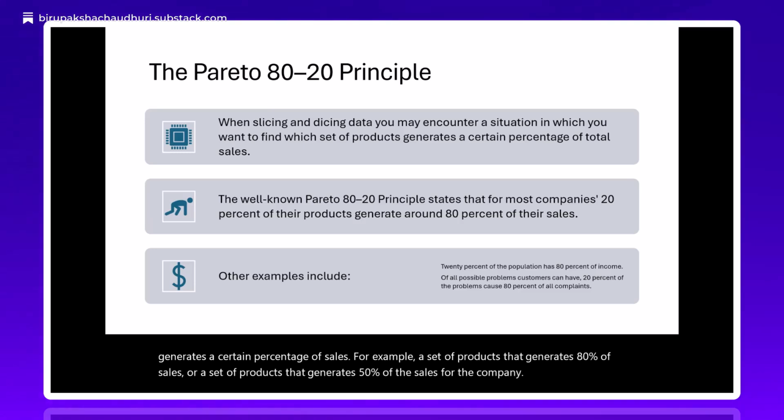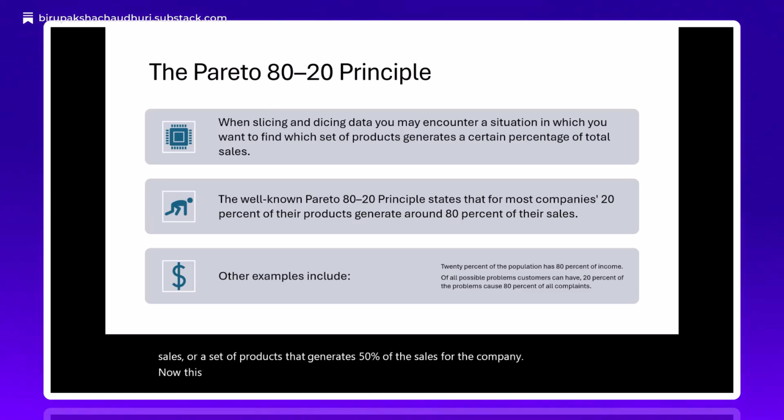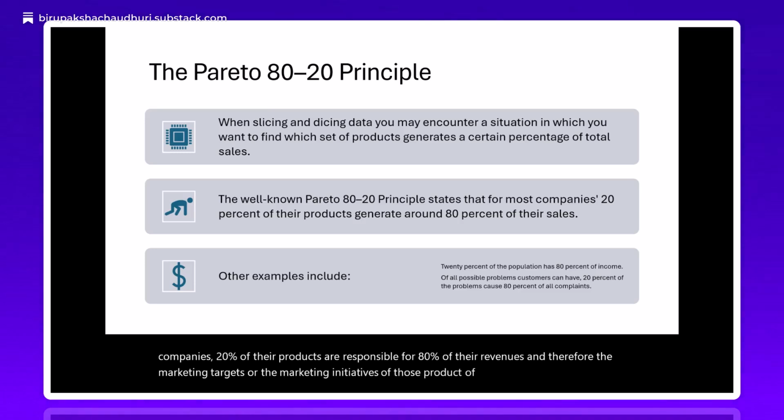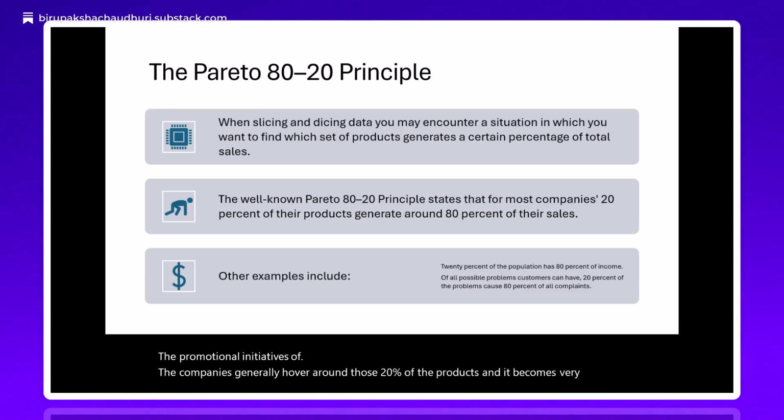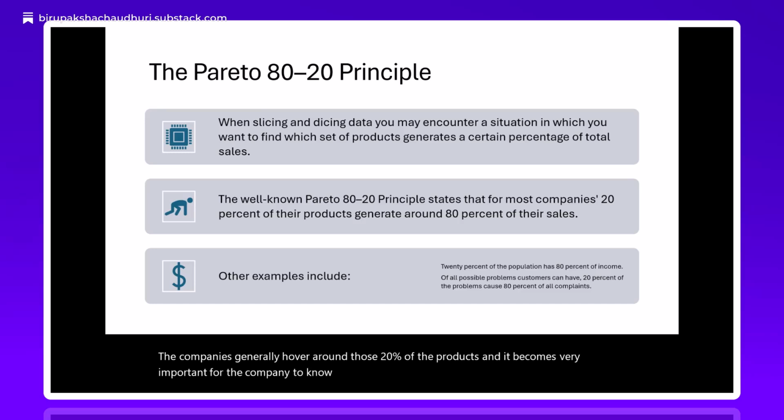Now, this is a well-known principle called Pareto's principle, which states that for most companies, 20% of their products are responsible for 80% of their revenues. And therefore, the marketing initiatives, the promotional initiatives of the companies generally hover around those 20% of the products. And it becomes very important for the company to know which are those products.